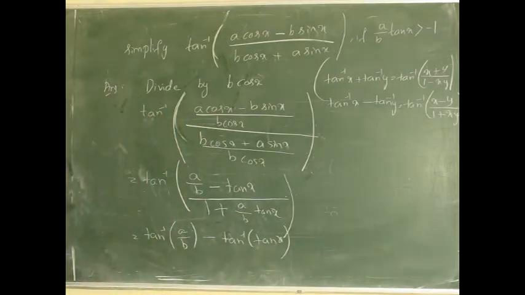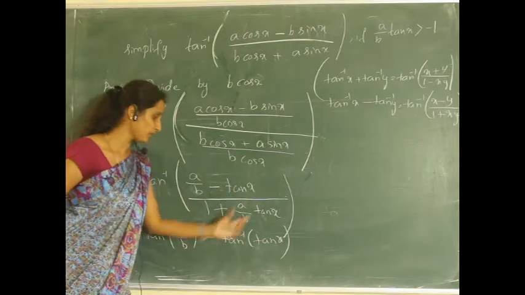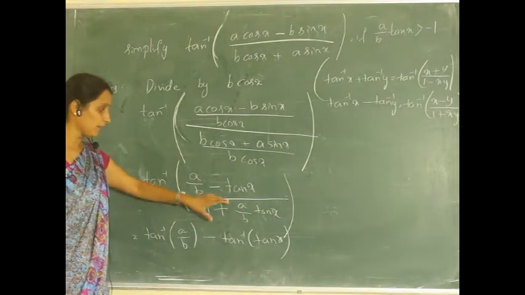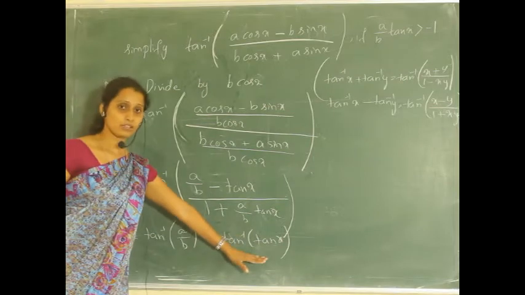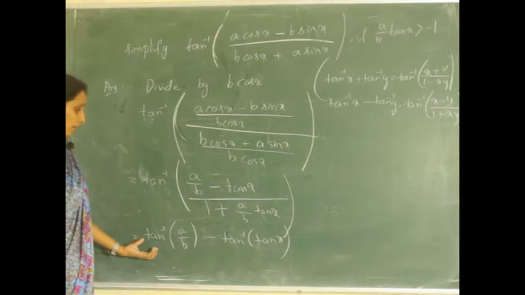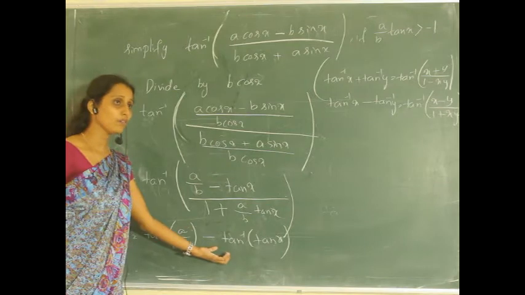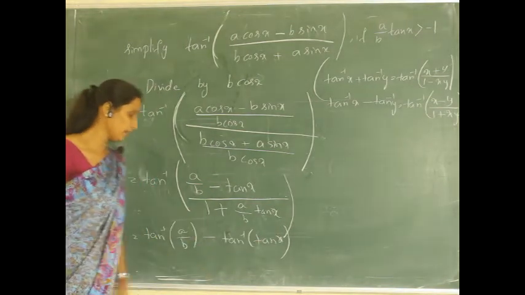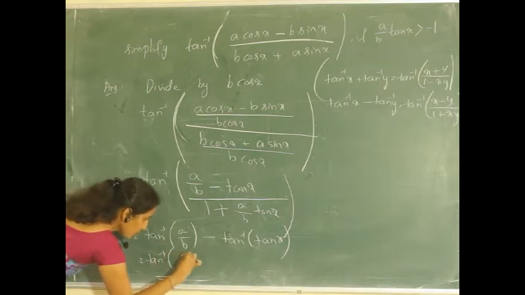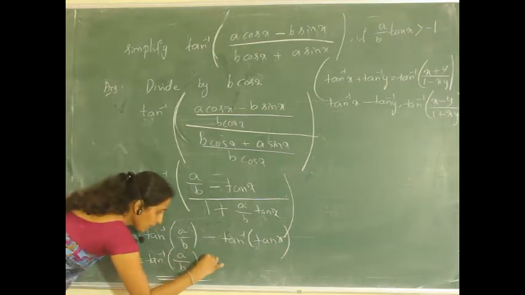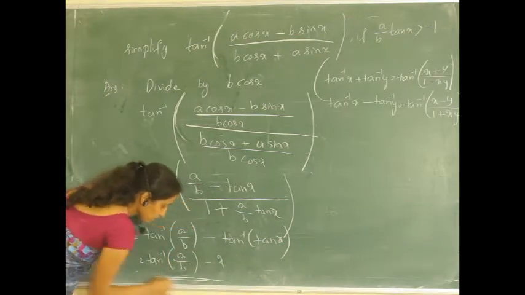Tan inverse of x minus tan inverse of y. Here it is x and it is y. So tan inverse of a by b minus tan inverse of tan x only. Tan inverse of tan x only. Therefore tan inverse of a by b minus tan inverse of tan x. So tan inverse and tan can be cancelled. So this is equal to tan inverse of a by b minus x.